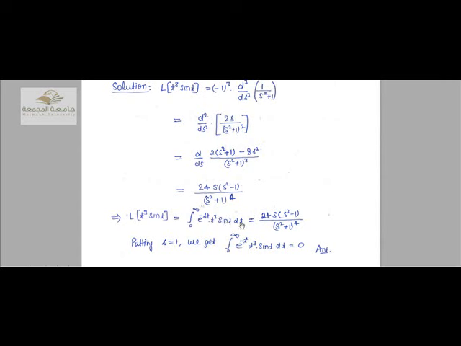t cube sine t dt, which is equal to 24s into s square minus 1 over s square plus 1 to the power 4. Putting s is equal to 1, we get the integral from 0 to infinity of e to the power minus t times t cube sine t dt is equal to 0. This is the required answer.